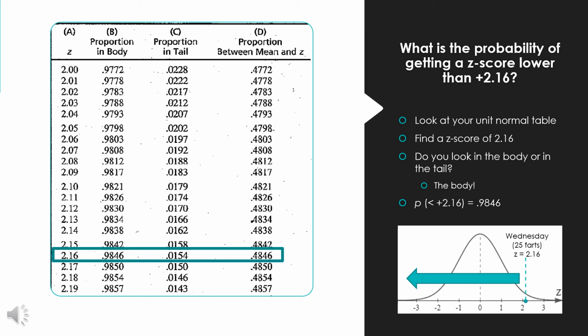To get back to our original question, what is the probability of Jimmy having less than 25 farts a day? We will need to look at our unit normal table and find 2.16, the z-score we just calculated. Then we will need to decide if we need to look at the probability value in the body or in the tail of the distribution. Because we want to know the probability of scores lower than 2.16, that is the largest part of the distribution. The large part of the distribution means we need to look at the body. When we look at the probability value that is in the body, we will see that the probability is 0.9846.